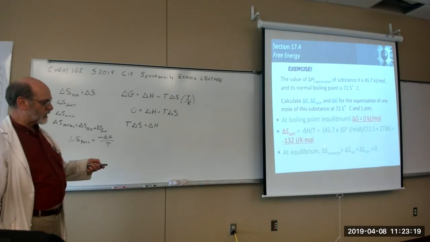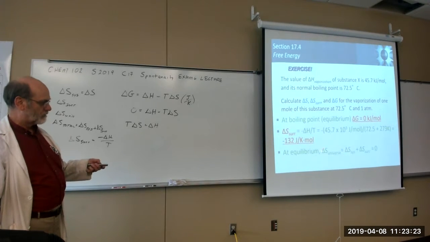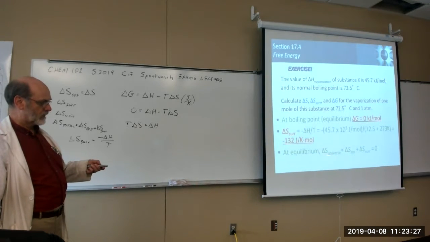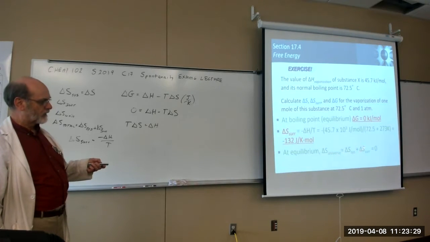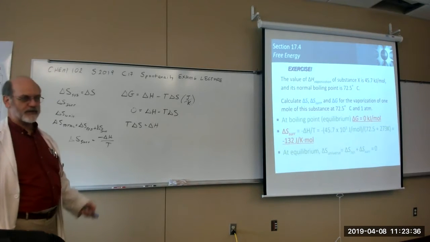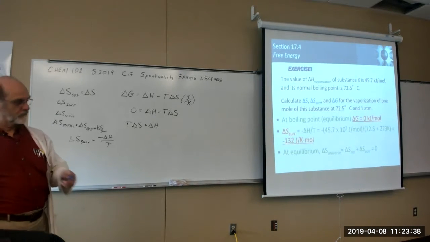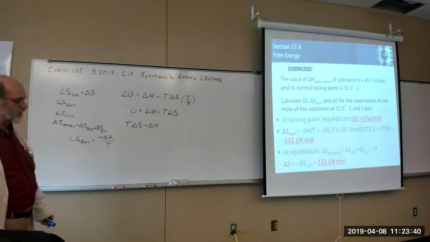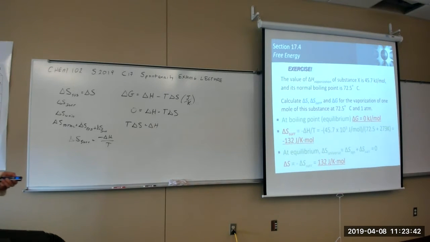Then at equilibrium, we know that the total entropy is 0. So if the total entropy is 0, then we add these two together. That means that the system has to be equal to the surroundings, but opposite in sign. Right? So the delta S for the system at this equilibrium process has to be the same here.